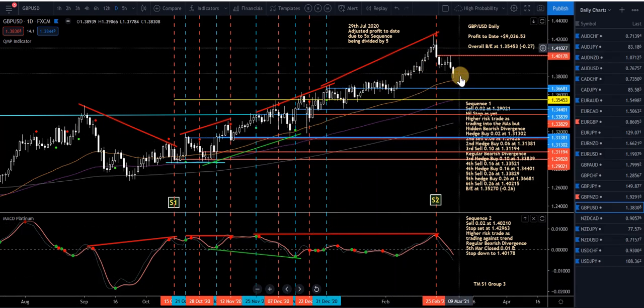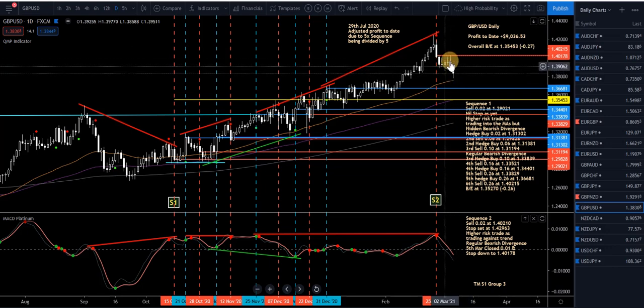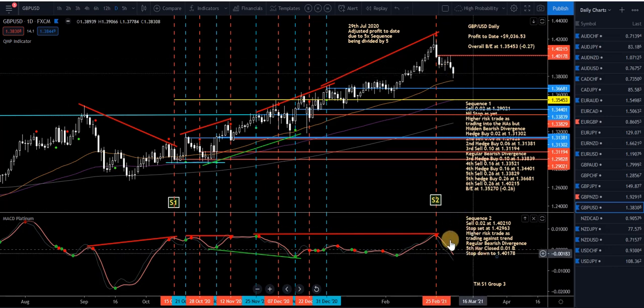So eventually we're going to have a pullback, and it's starting to happen now. It took a while, but we're in it. So that's the pound USD.